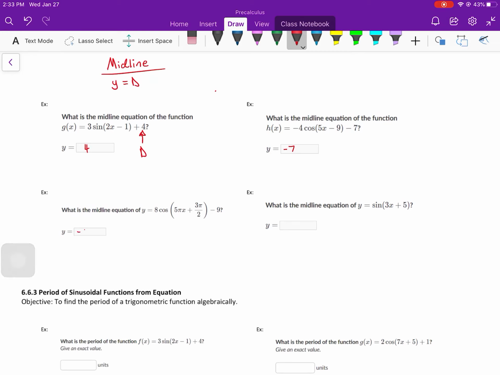Here our midline is negative 9. And then last, this one doesn't have a midline. There's nothing outside of it that we're adding, so it's just going to be 0. So realize the midline is the number on the outside that's being added or subtracted.